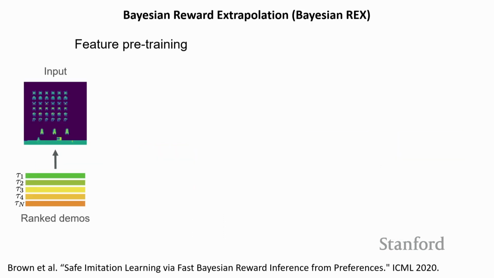We call this approach Bayesian reward extrapolation, or Bayesian REX, where the idea is that we do this feature pre-training to learn an embedding space. We have the same input as before with T-Rex: ranked demonstrations in some high-dimensional space, maybe image spaces here. And basically we're going to feed these into a deep convolutional neural network that's going to embed them down to a lower-dimensional space.